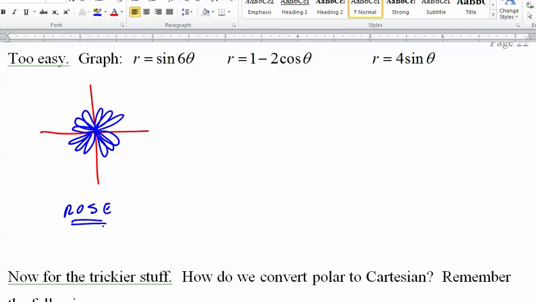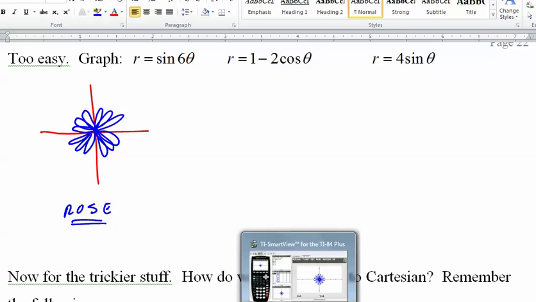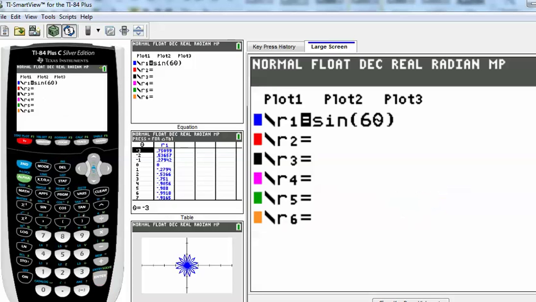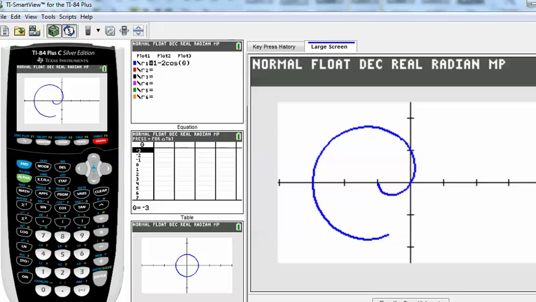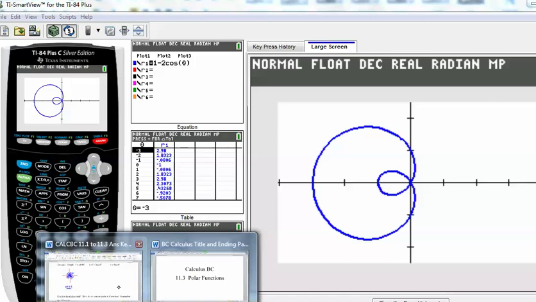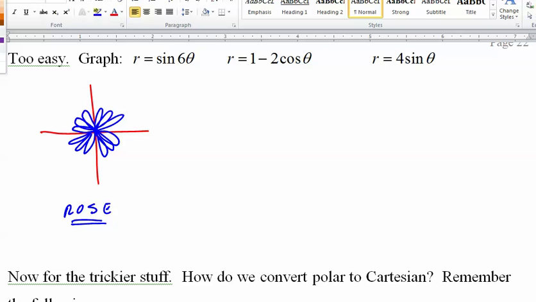We have something, 1 minus 2 cosine of theta. And that is called a limaçon. And there are lots of different types of limaçons. Gotta watch out for these. You're gonna get one of these on the test, on the AP exam.